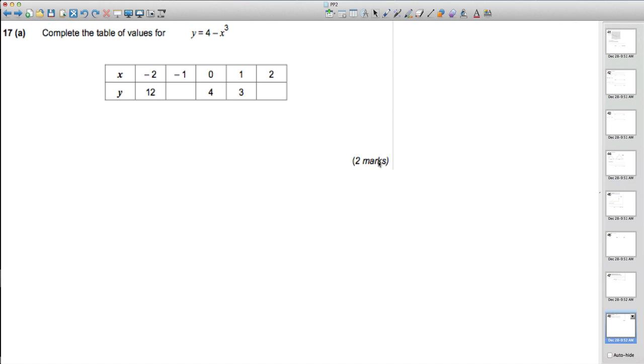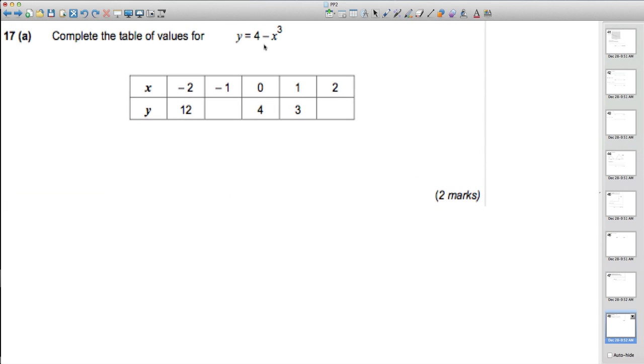Okay, complete the table of values for the following function, 4 subtract x cubed. So let's just think how they got the answers they did. With 0, 4 subtract 0 cubed is 4 subtract 0, which is 4. With 1, 4 subtract 1 cubed is 4 subtract 1, which is 3. Let's put in negative 2. Negative 2 cubed: negative 2 times negative 2 times negative 2 is equal to negative 8. And 4 subtract negative 8 would be 4 plus 8, which would be 12. That's where they got the 12.